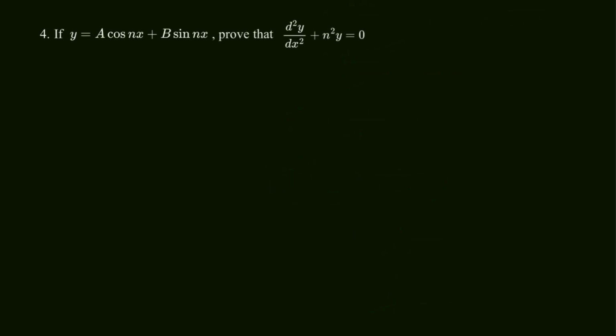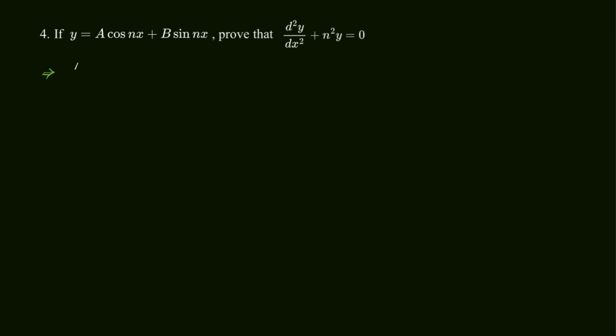Question number 4. If y equals a cos nx plus b sin nx, then we have to prove that d2y over dx2 plus n square y equals 0. See here, y is a function of x. Here a, b and n are just numbers. So let us differentiate both sides with respect to x.